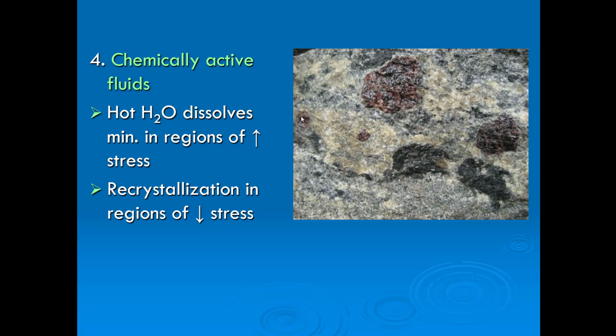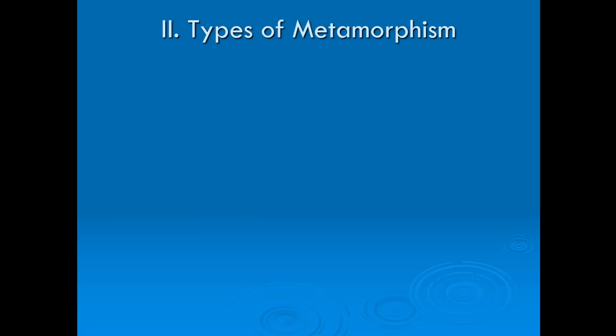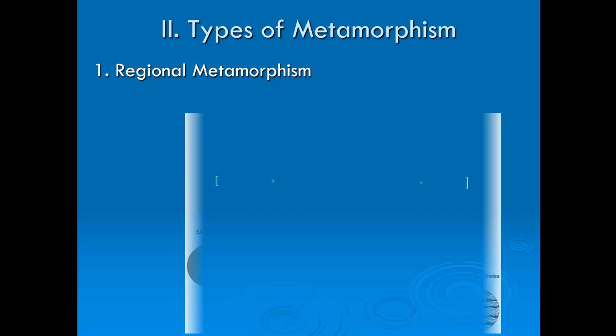This last one that we just spoke about, chemically active fluids, is really the only way that the composition of this parent rock will change, and that's just because you have minerals coming in from another portion of the region. Minerals from the region of high stress get transported to regions of lower stress. Because there are different ways that metamorphism can occur, metamorphism has been grouped into various varieties. By and large, the one that creates the largest volume of metamorphic rock is called regional metamorphism.